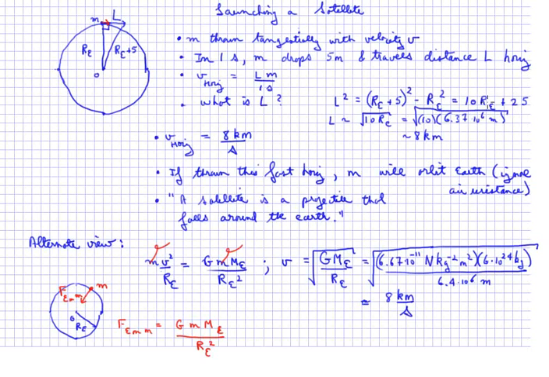And RE is very large. It's 6.4 times 10 to the 6. So I can basically just ignore this 25 meters. And I can say that L is roughly equal to the square root of 10 times the Earth radius. Earth radius is roughly 6.4 times 10 to the 6th. And so if you work that out, you'll see L is about 8 kilometers.